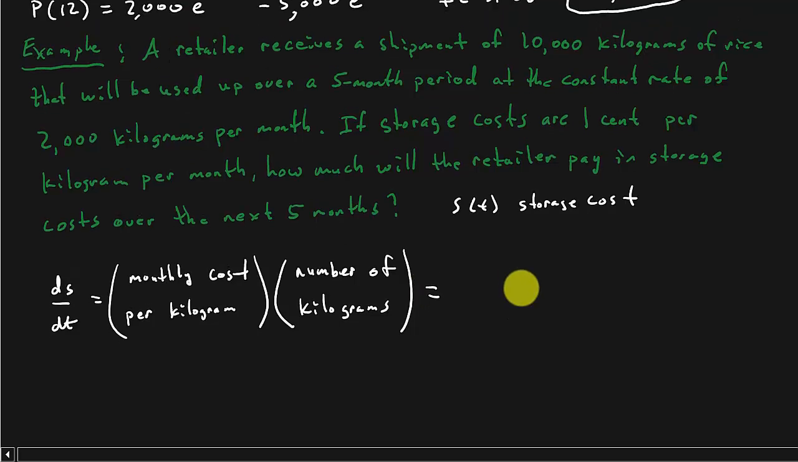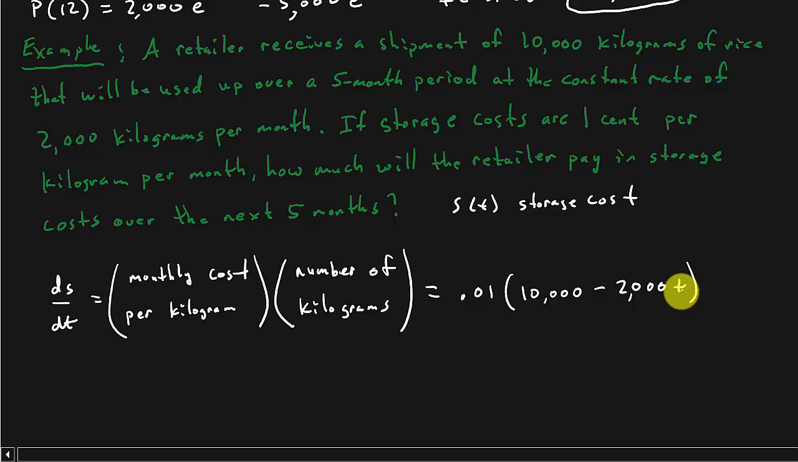Okay, so the monthly cost per kilogram is what? The storage costs are 1 cent per kilogram. So that's 0.01 times the number of kilograms. Well, how many kilograms are there? The retailer receives 10,000, and then that would be minus what? Every month it's taking off 2,000 kilograms. So that would be minus 2,000 times t. T represents the month.